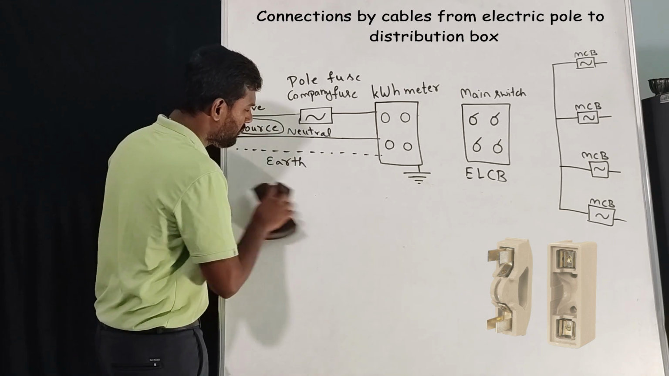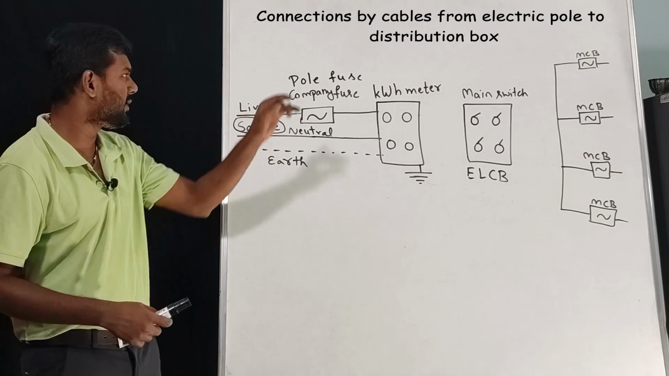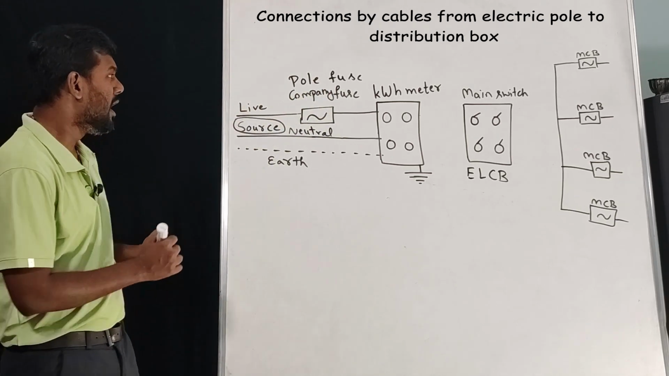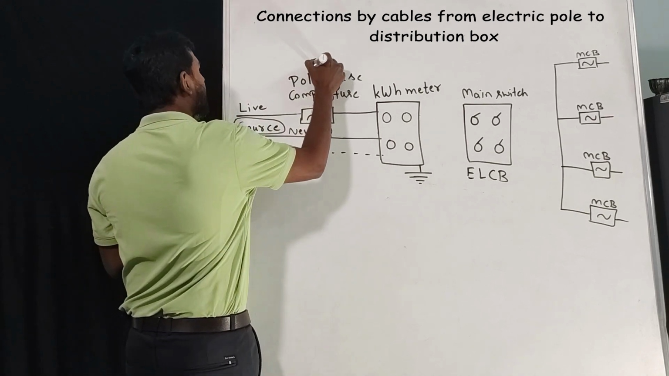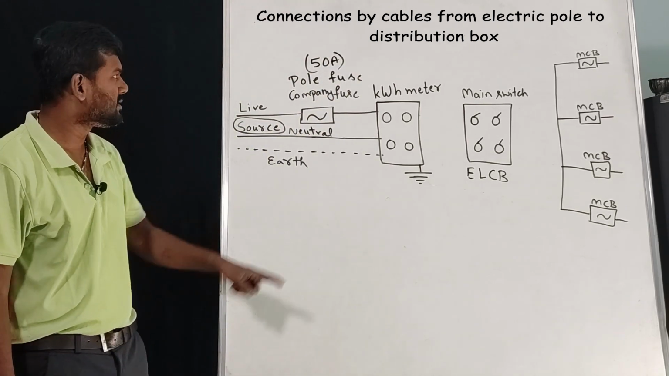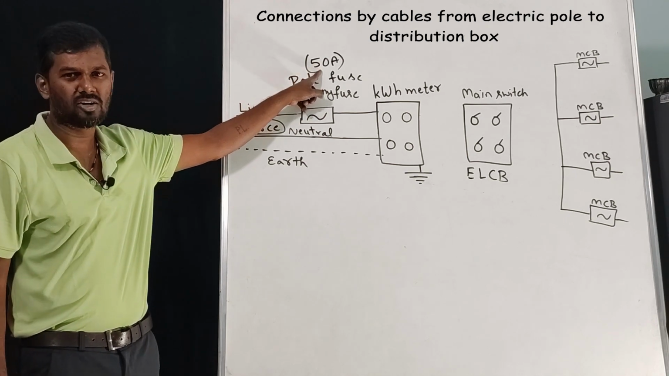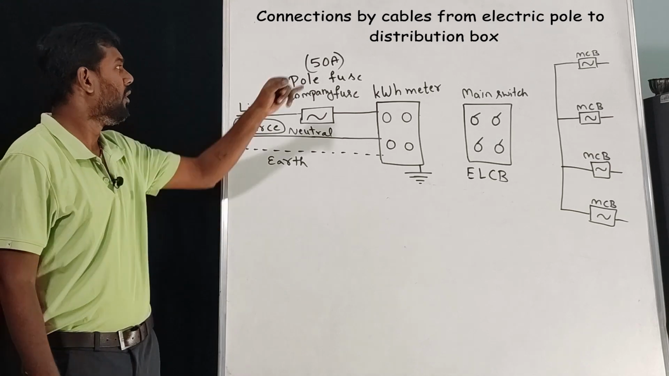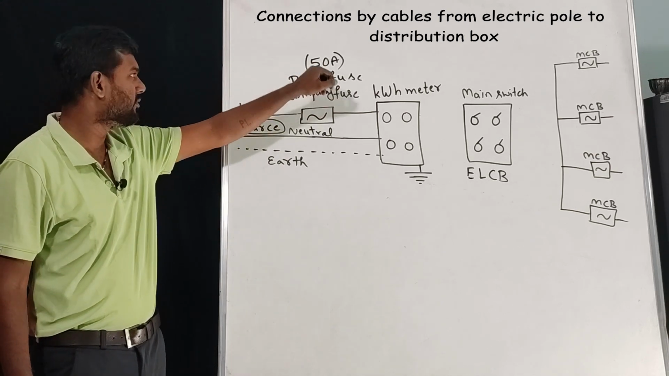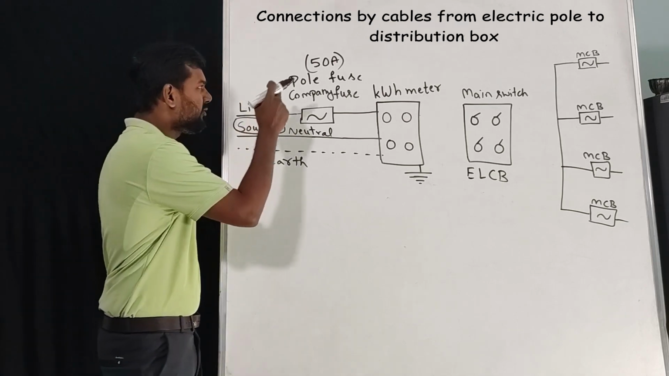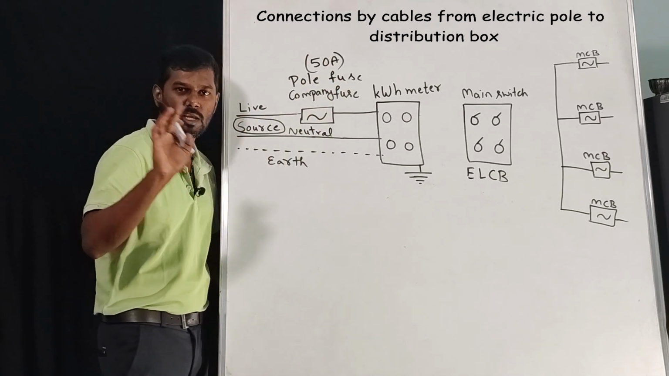So now we got to know the fuse. This company fuse or pole fuse will be installed by the company with a current rating of 50 amperes. See, this 50 amperes is not constant, it is different for different buildings. Generally we are going to take 50 amperes. This is the rating given in the textbook. So the company fuse current rating will be 50 amperes, keep that in mind.